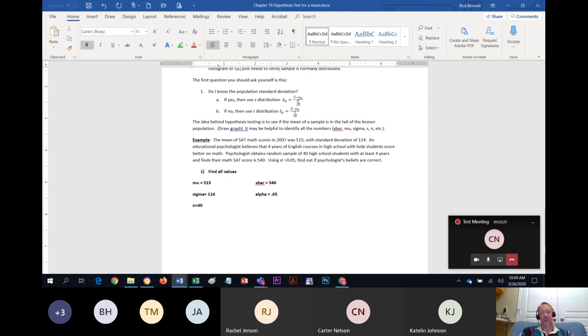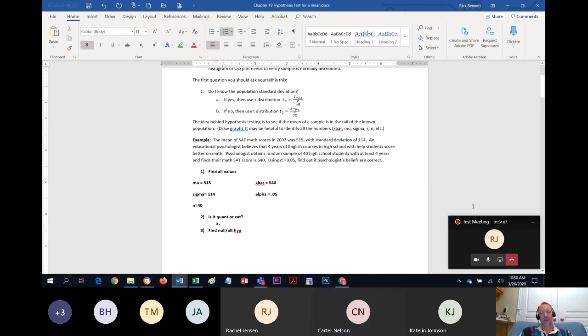So we're going to find out if the psychologist's beliefs are correct. Okay, so we found all the values. That was step number 1. What is step number 2? Do you remember? Does anybody remember? Can we find the null and alternative hypothesis? That's step number 3. Isn't it to determine if it's quantitative or categorical? That's right. Okay, so step number 2, is it quantitative or categorical?